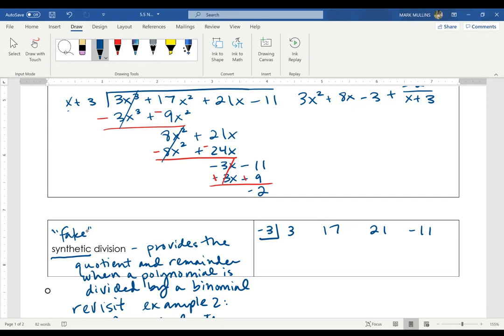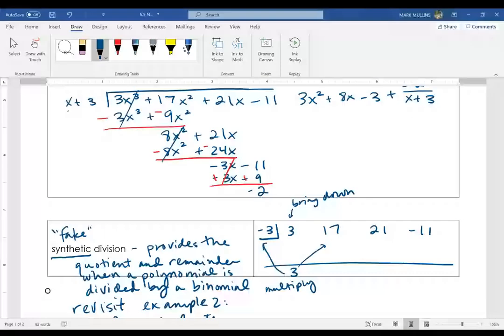Now I'm going to draw a line underneath this. And again, lots of different ways to show the work. I am going to bring down this first number below the line. So I'm going to bring down the 3. And then we are going to multiply, and right over here, 3 times negative 3 is a negative 9. I put it underneath, and then I'm going to add. 17 and negative 9 is 8.